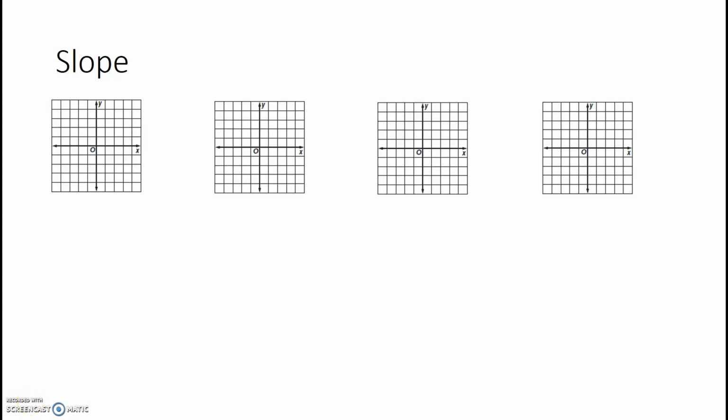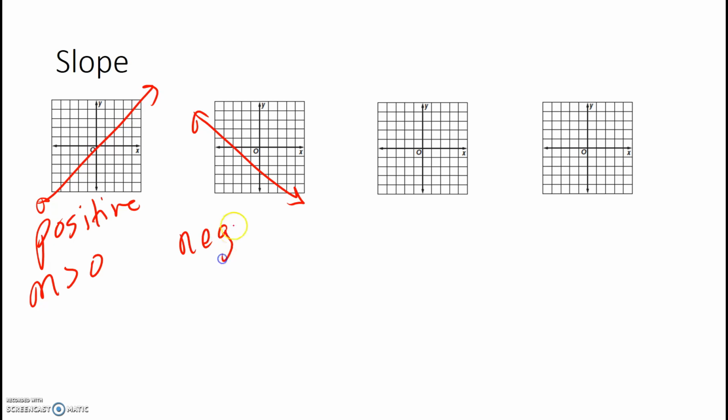Let's take a look at some of the slopes that we will be looking at in this unit. The first one we want to review is the idea of the positive slope. Here we have a graph reading it left to right. We see that it goes uphill, so we say that the slope is positive, therefore the m value is greater than 0. The next graph, reading it left to right, looks like it's going downhill. We say that to be a negative slope. Therefore, the m value will be less than 0.